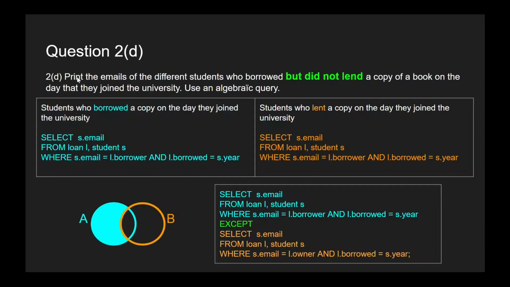Let's see 2D. We need to print the emails of the different students who borrowed but did not lend a copy of the book on the day that they joined the university. I only want the students who only borrow but not lend any copy. I don't want B, but I want A. So in this case, we can just use this except here.